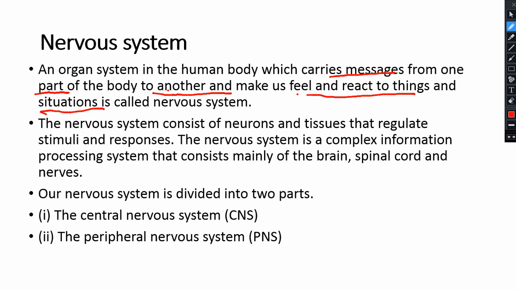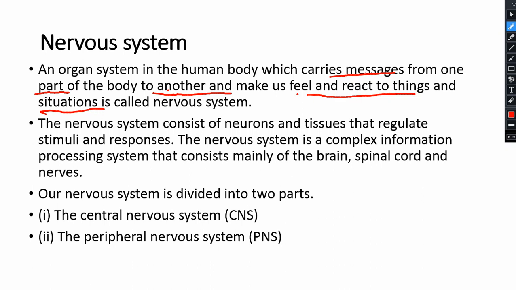And what about a situation? In a situation, it could be that someone tries to scare you, and you see it with your eyes. Now your eyes are also a receptor, with nerves attached to them, so your eyes give a message to the brain that I have seen something which is scary, so the brain will produce a response and tell you to run away from that place. The situation could be anything, and the thing could also be anything.